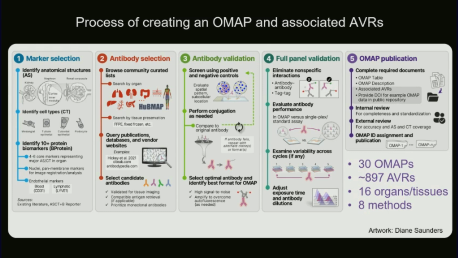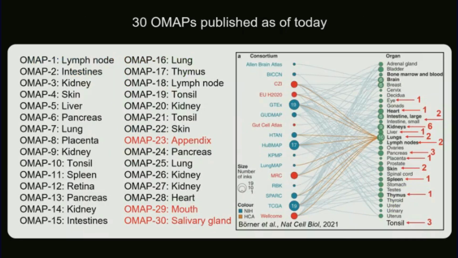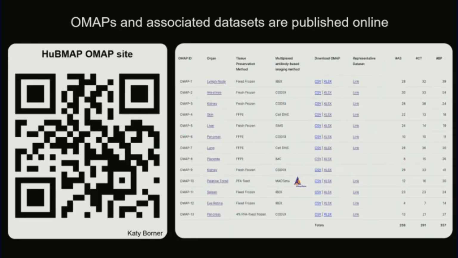And to date, we have 30 different organ mapping antibody panels that cover 16 organs and tissues. Again, the emphasis is on healthy, 8 different spatial biology methods, and over 897 antibody validation reports. So for every antibody that's in a panel, we have a report that includes pictures and is published online. And so, yeah, this is what we've been able to map so far. All the different tissues, it's online. You could scan that QR code. It would take you to the OMAPs.